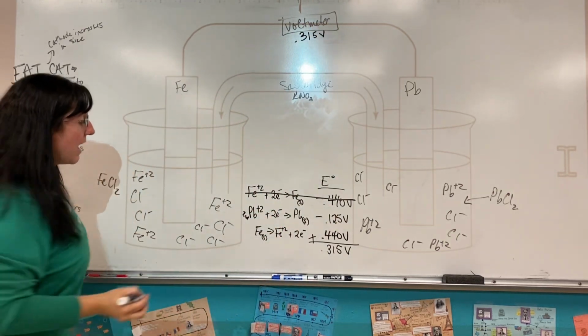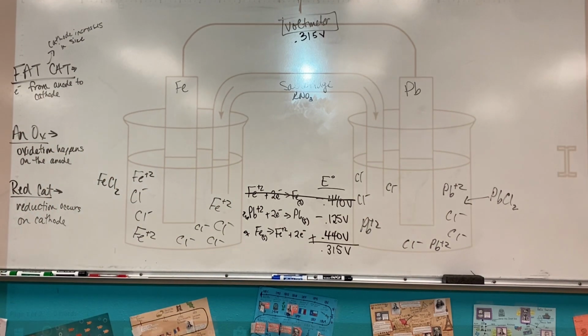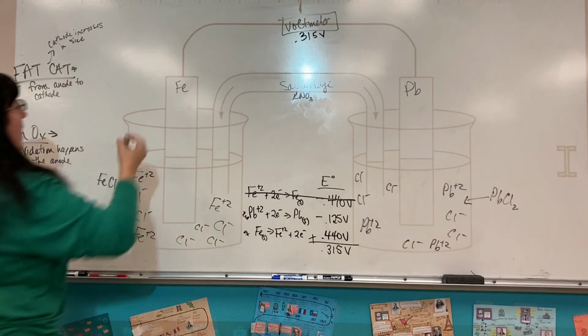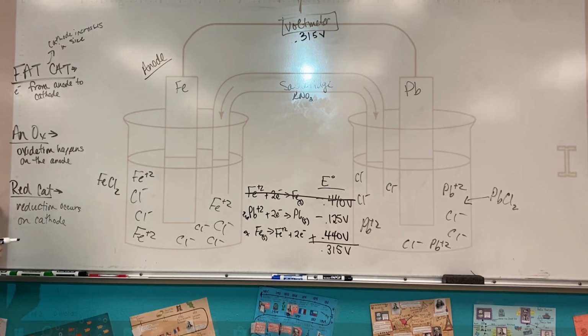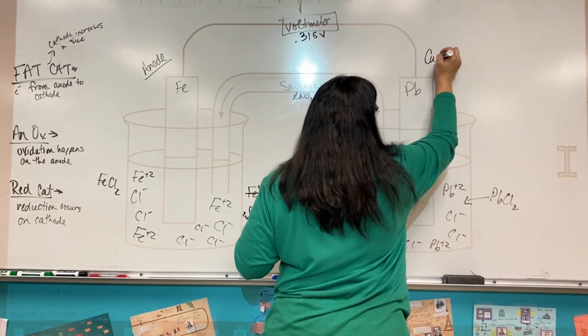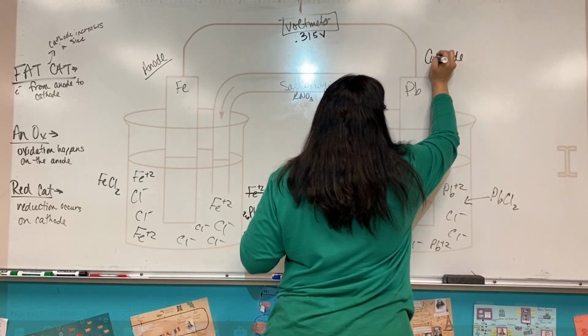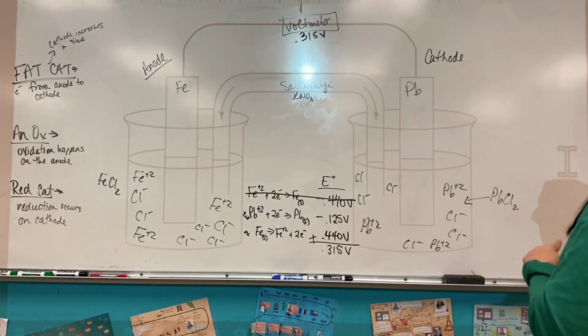All right, but now that I have this right here written out and I flip this, so I know that that's the oxidation, now I can say an ox. So an ox, what was oxidized? Iron. So now I know that this right here is the anode and red cat. So the reduction was the cathode. Reduction is your lead, so this right here is your cathode. Okay, and fat cat. It's going to go from the anode to the cathode.